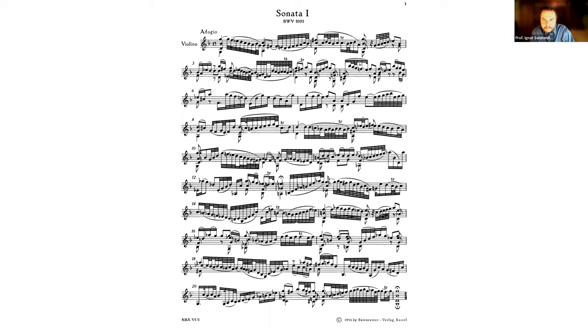Okay, the sound quality is not great, but please just listen to what's underneath the sound quality, which is amazing artistry.